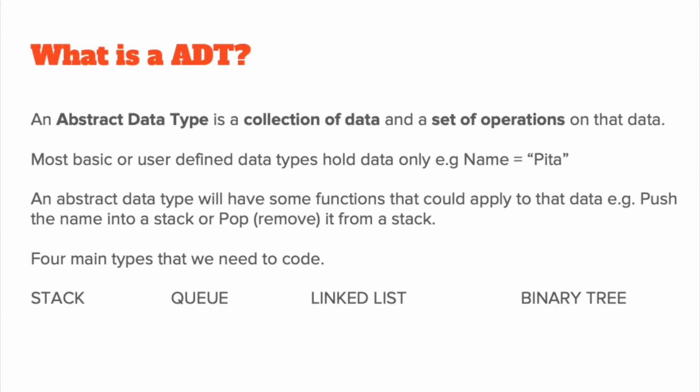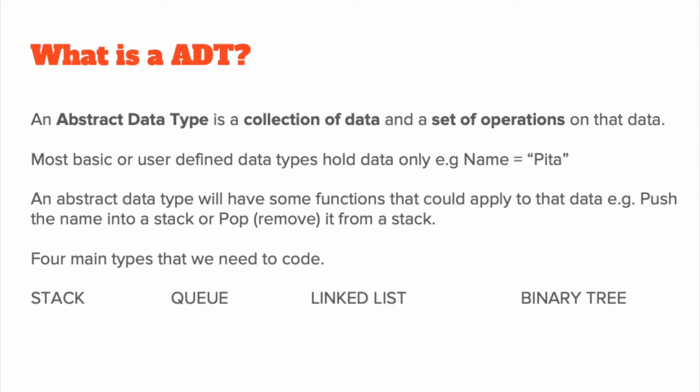Okay, let's begin. What is an abstract data type? An abstract data type, in simple terms, is just a collection of data and a set of operations that can be performed on that data. Now, most basic or user-defined data types hold data only. For example, name is equal to data. An abstract data type, on the other hand, will have some functions that could apply to that particular data. For example, push the name into a stack, or pop, which basically means remove the data from the stack.